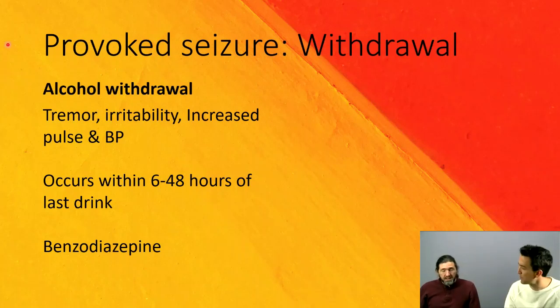Now, I think the key here to remember is that this does not equate to delirium tremens. Alcohol withdrawal seizures are a unique thing. They start earlier, so they can start within 6 hours of discontinuing drinking.